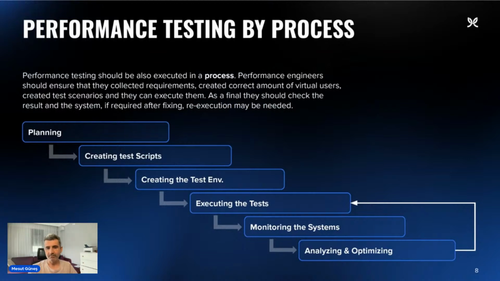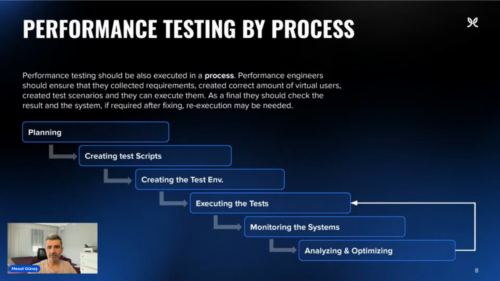At this point, we should check that the results are okay, the system is behaving as expected, and the response time and other metrics are all okay. If there is a problem, it may be easily solved. And maybe there should be an optimization on the system as well. So after doing this kind of optimization and fixing, then we should run the performance testing again.